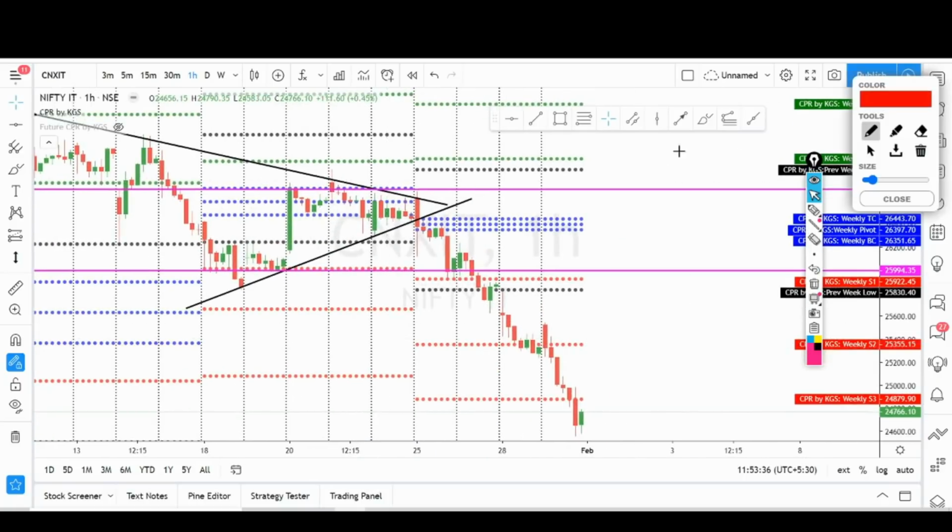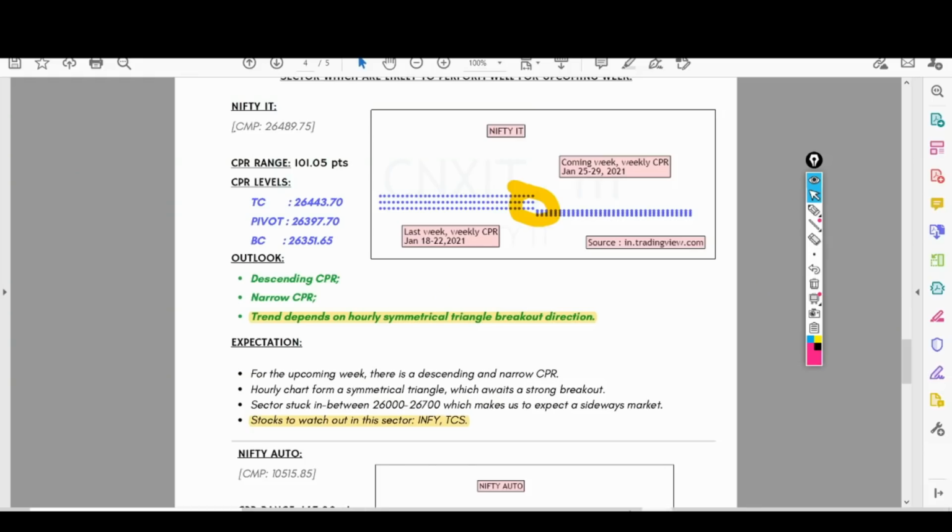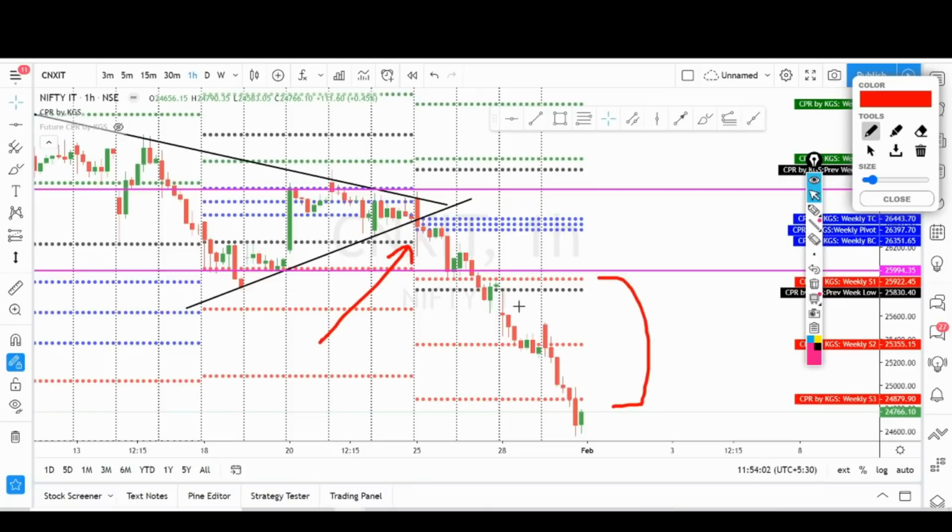Now, the symmetrical triangle has been broken in the very first 1 hour candle of Nifty IT. So I will plan my trade and all my weekly targets are reached. And as I said in my weekly newsletter, the sector was stuck in between 26,000, 26,700. And that level has also been breached here. See, this is that level. So that level is also broken here. So this will be my second entry.